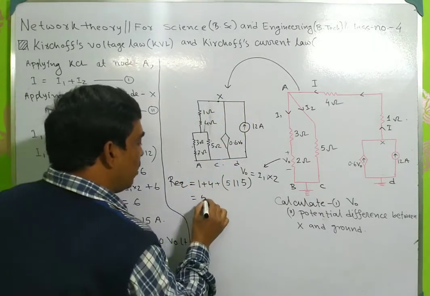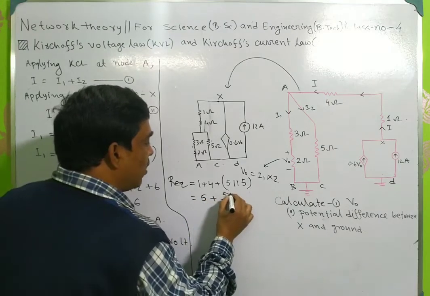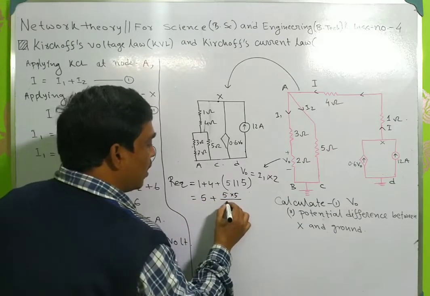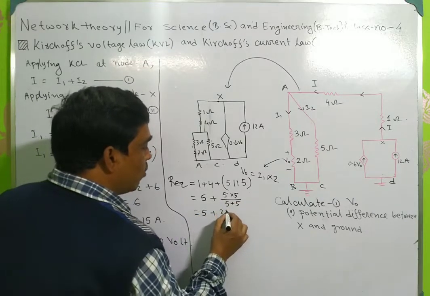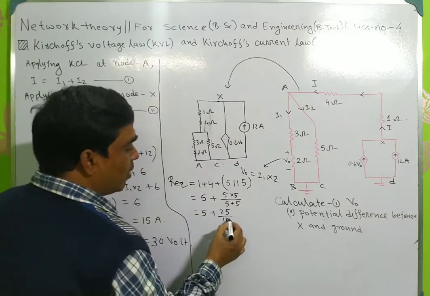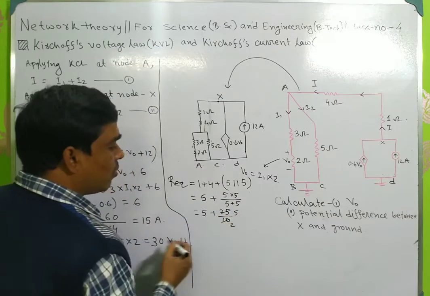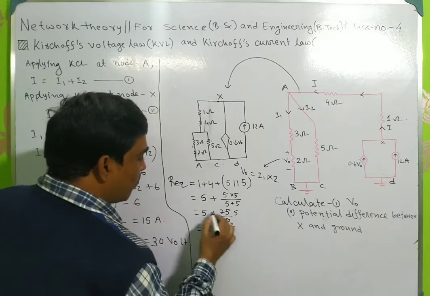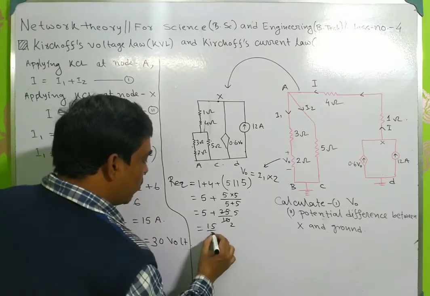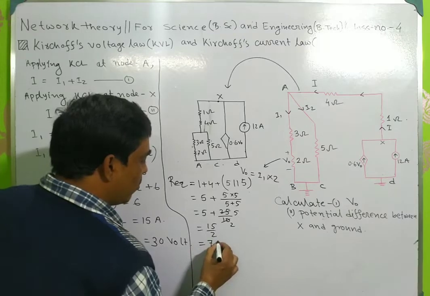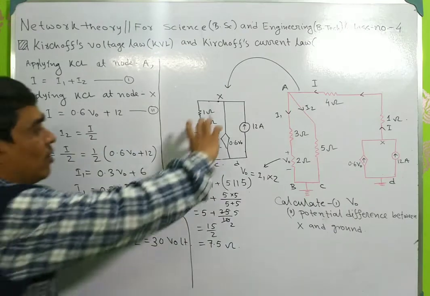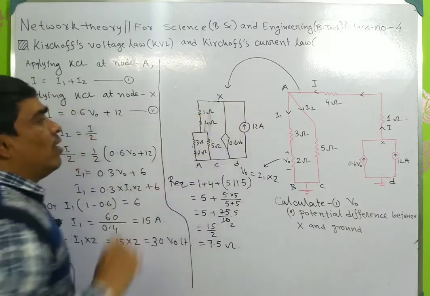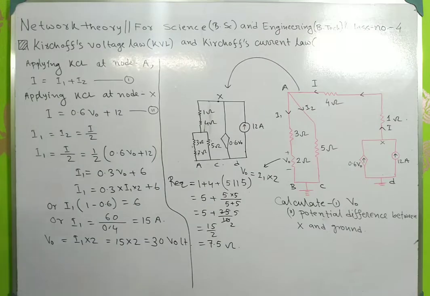So it will be 5 plus 5 multiplied by 5 over 5 plus 5. So it will be 5 plus 25 by 10. So it will be 15 by 2, so it will be 7.5 ohm. So the equivalent resistance between point X and the ground node is 7.5 ohm.